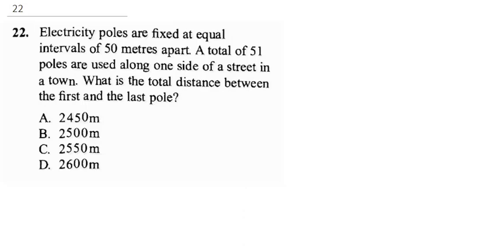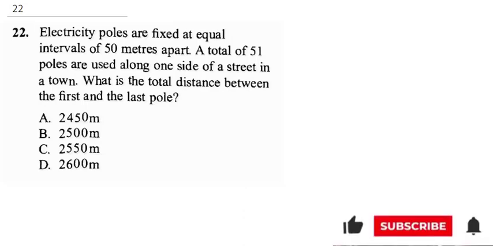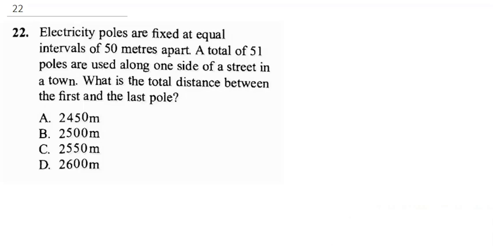The next question says, electric poles are fixed at equal intervals of 50 meters apart. A total of 51 poles are used along one side of the street in a town. What is the total distance between the first and the last pole? Now the first thing you need to understand, these are the poles. This is pole 1. Now you know between one pole and another pole, electricity lines are connected. So this is another pole.